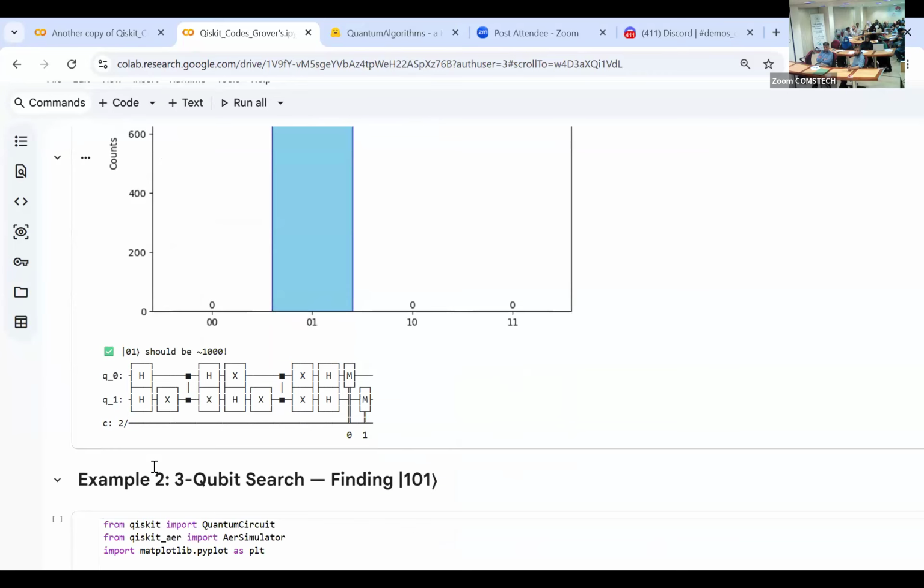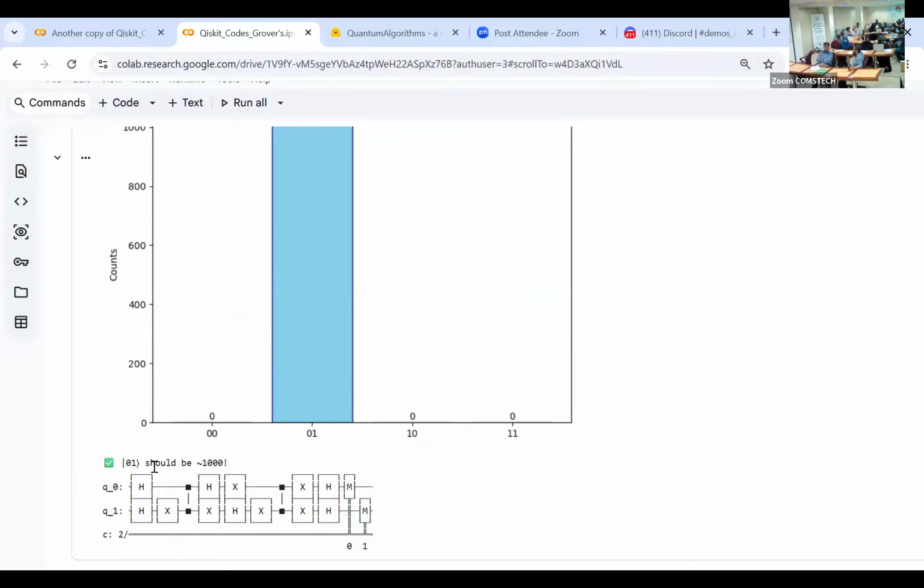Up till now, if you have any question, you can ask. If you have any confusion in the code, you may ask. Okay.